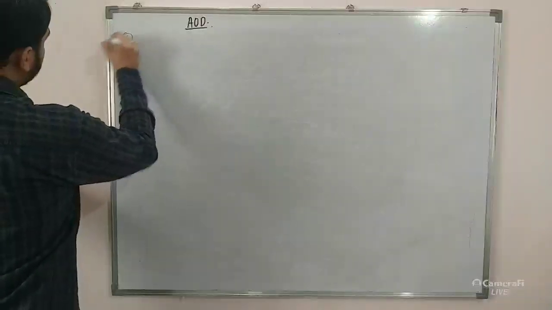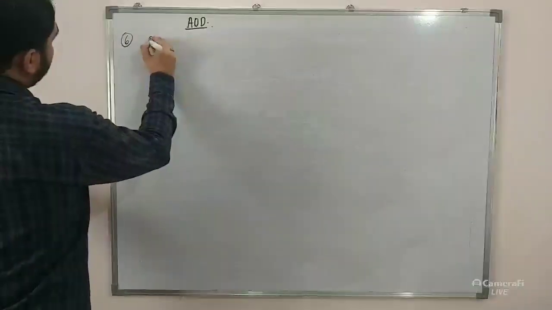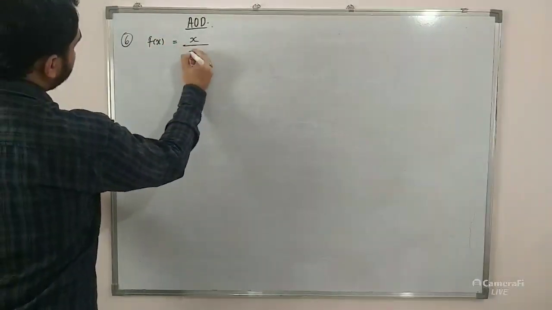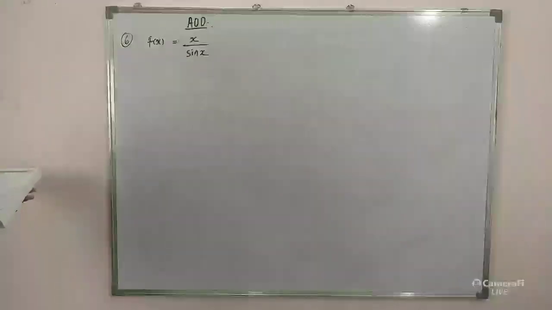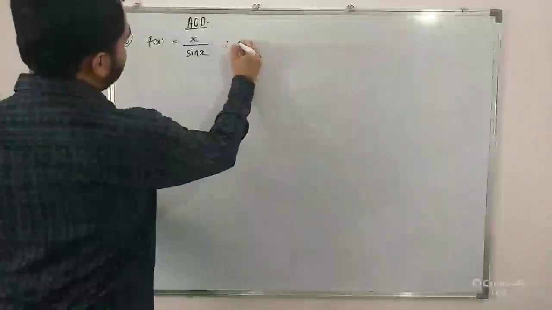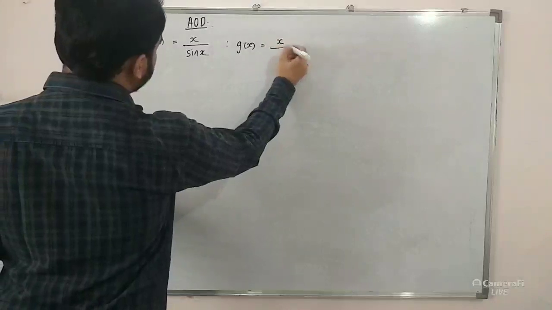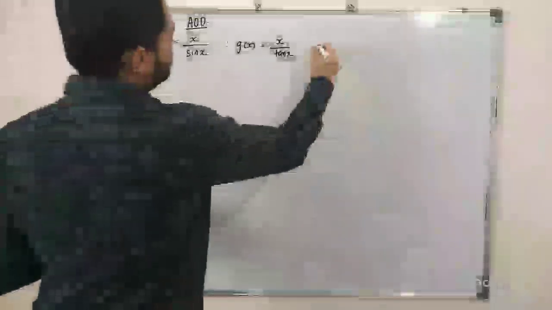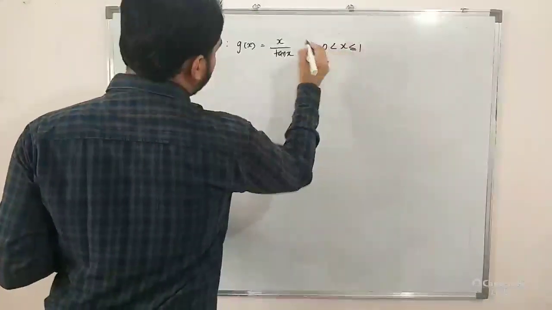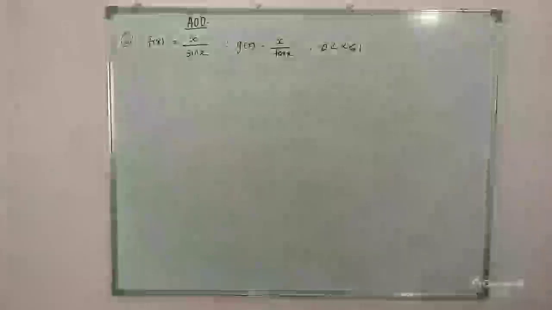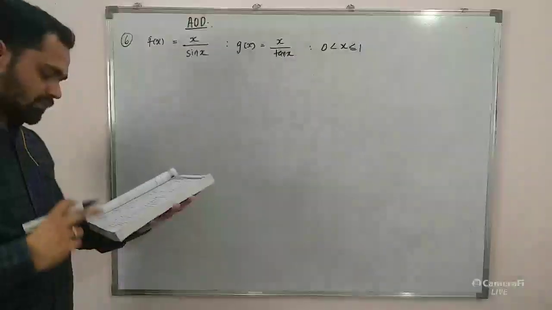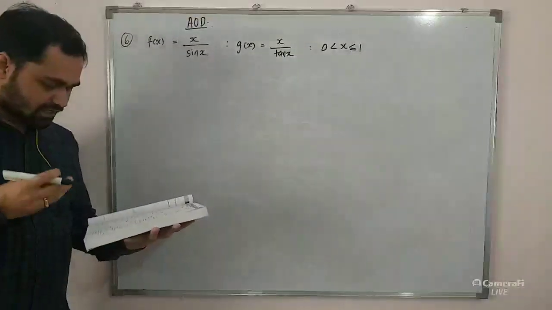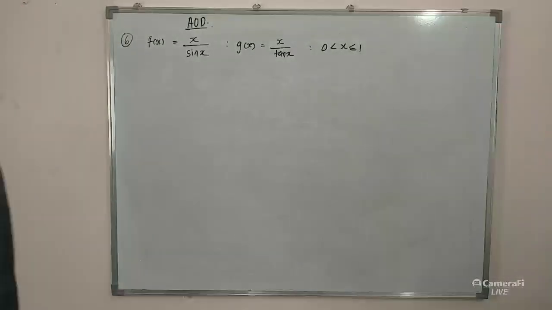Okay, so in problem number 6, it is given that f of x is equal to x upon sine x, and g of x is equal to x upon tan x in the interval 0 is less than x is less than or equal to 1. Then in this interval, are both functions increasing, both decreasing, f of x increasing and g of x decreasing? So these are the options.